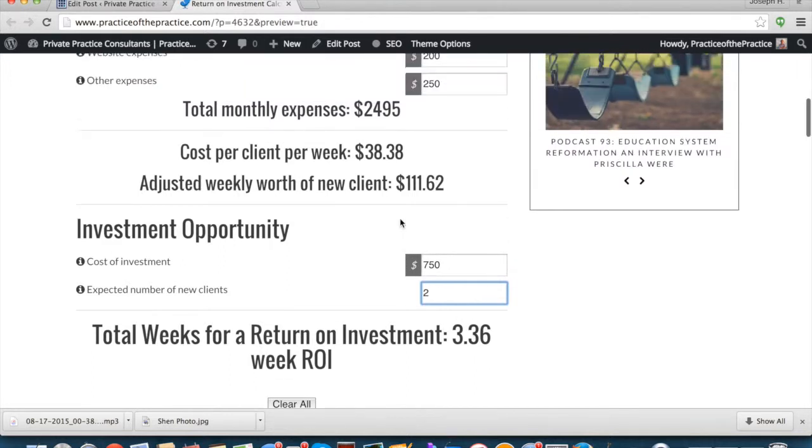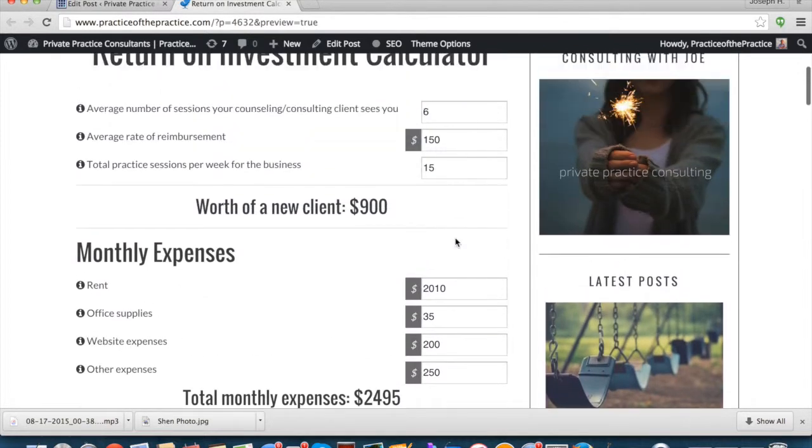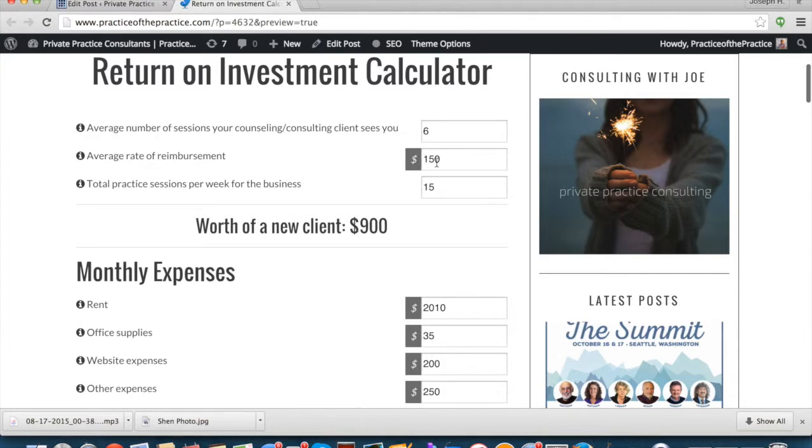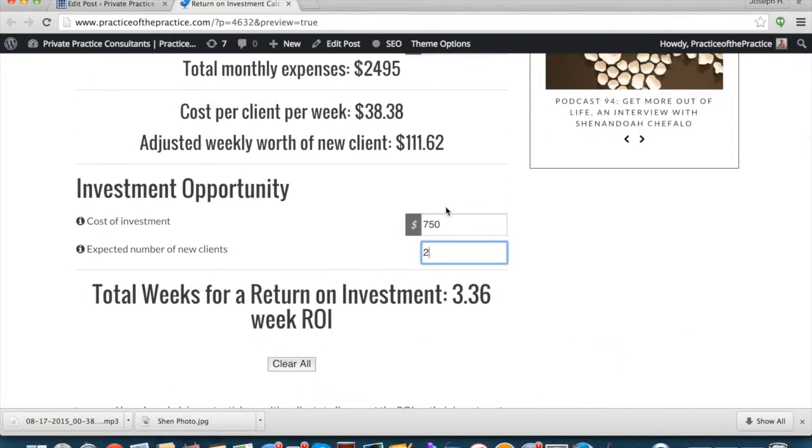So this is a great way to figure out if you reduce your rent, if you reduce some of your costs, if you increase your cost for counseling, your average rate, the average sessions, total sessions per week, you can tinker with this and figure out exactly what your ROI is on anything that you're going to buy that's going to hopefully bring people into the practice.